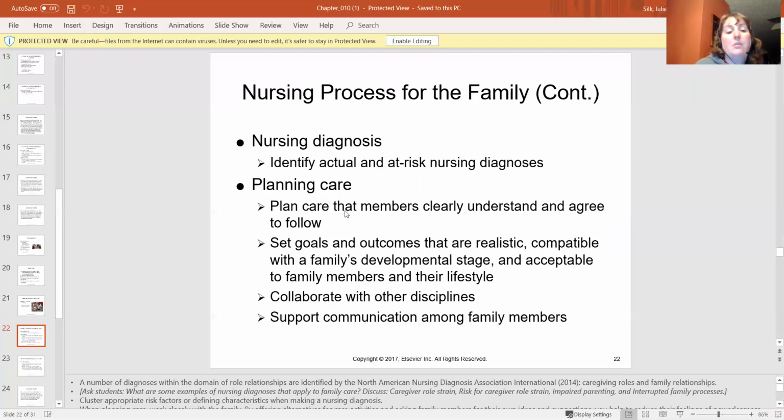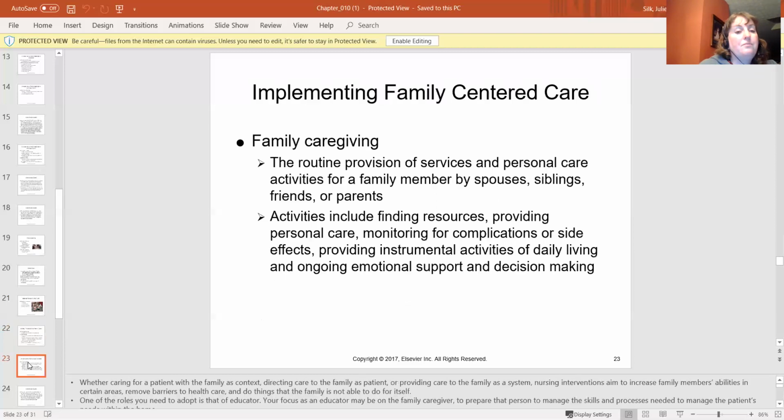When you're planning care, plan care that members clearly understand and agree to follow. Set goals and outcomes that are realistic, compatible with a family's developmental stage, and acceptable to family members and their lifestyle. Collaborate with other disciplines and support communication among family members.